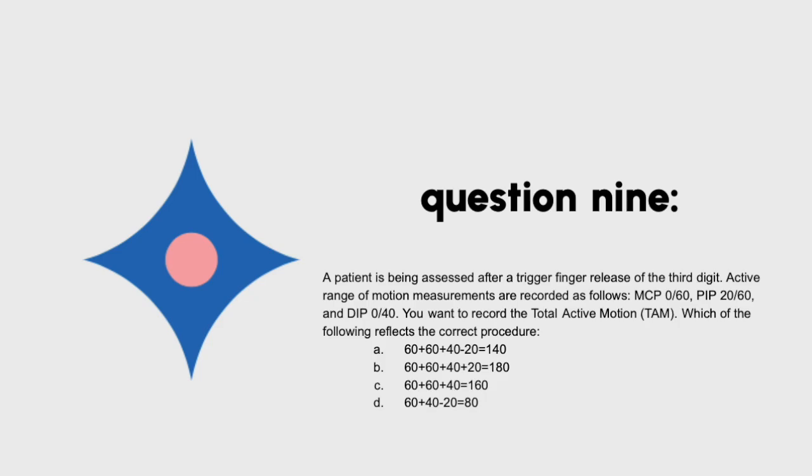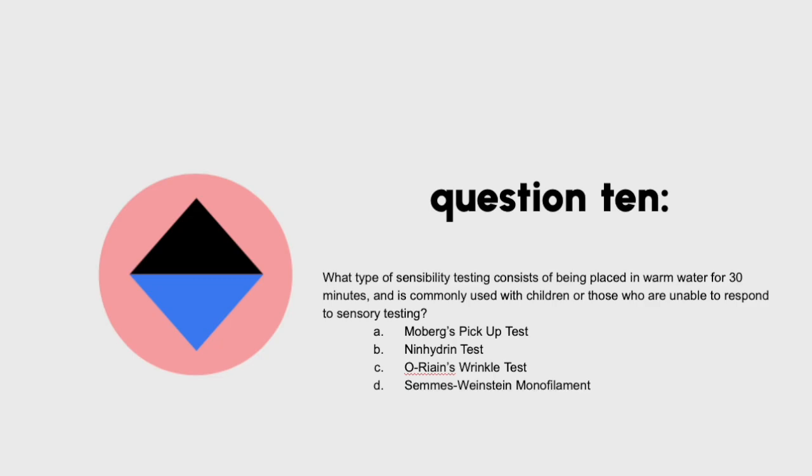Question 9. A math question. Everybody loves math, don't we all? Anyway, so total active motion, you want to add up all of the motion of the flexion at the joints, which is going to be the second number, right? That's 60, 60, and 40. And then you want to add up all the extension deficits, which looks like it's just 20. Then you are going to subtract any extension deficits from the total flexion motion. And so the correct answer is A, that 60 plus 60 plus 40, and then subtract 20 from that.